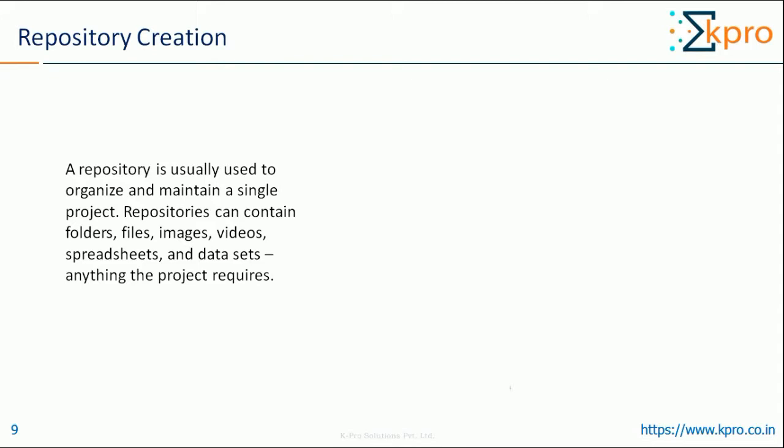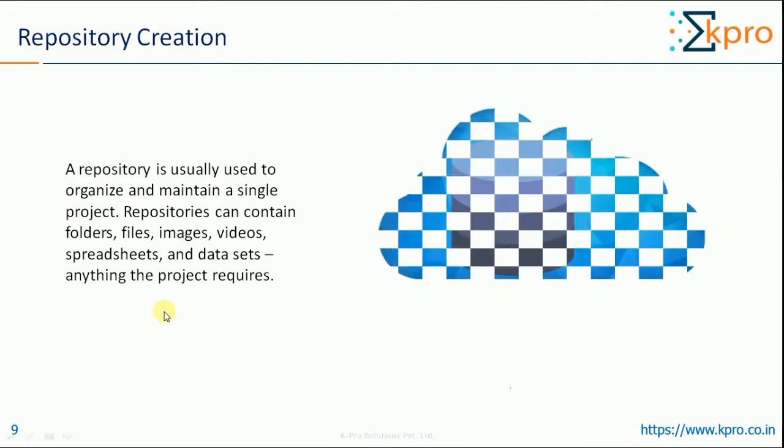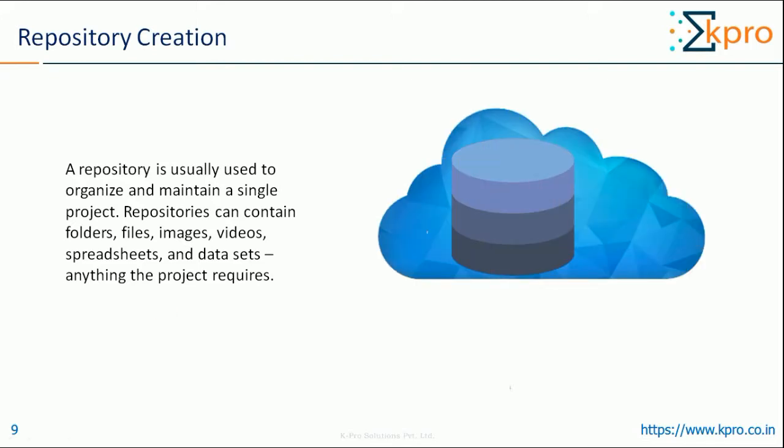Let us understand what is repository in GitHub. A repository is usually used to organize and maintain a single project. Repositories can contain folders, files, images, videos, spreadsheets, and datasets, anything the project requires. I'll show you how a repository can be created in the web interface of GitHub.